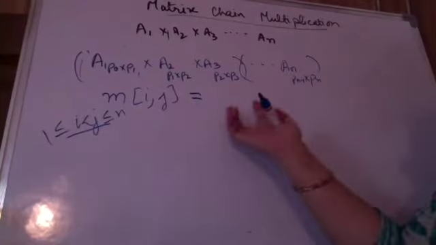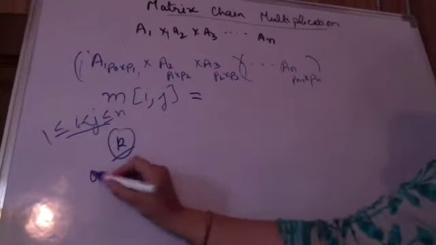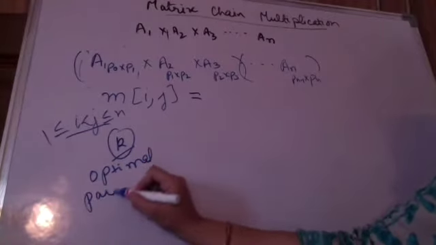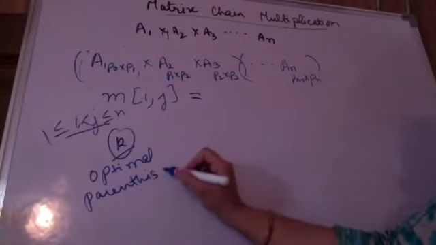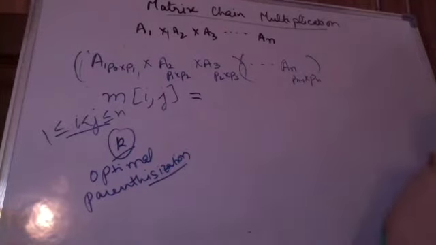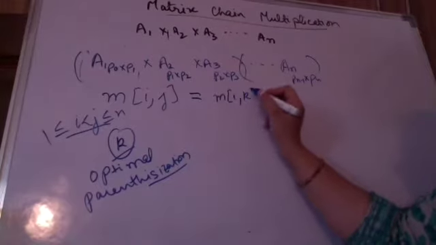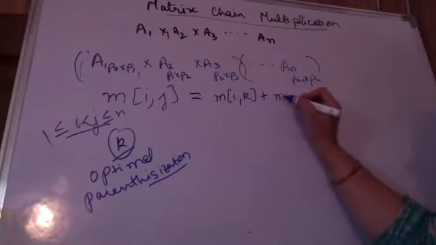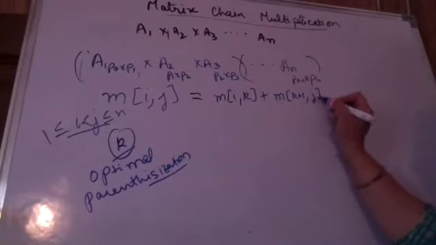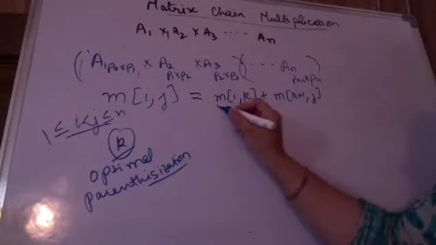What is this? I'm trying to find a k which gives me the optimal parenthesization. I have to find one k that gives me an optimal parenthesization. Now, how do I find this particular k? I am going to break from i till k, and the next matrix chain which runs from k plus 1 till j. I broke it into these two. So the number of scalar multiplications is optimality.